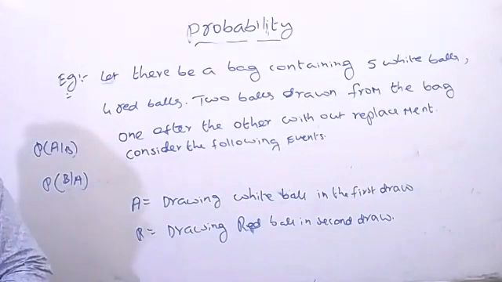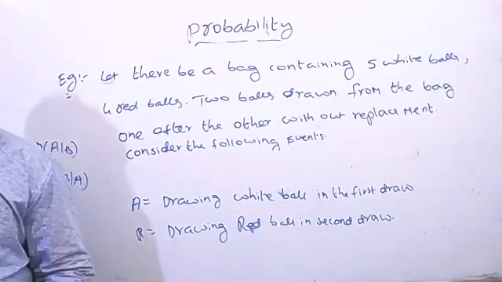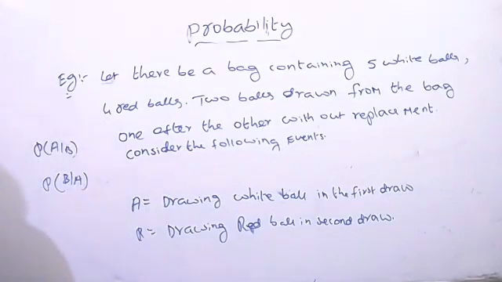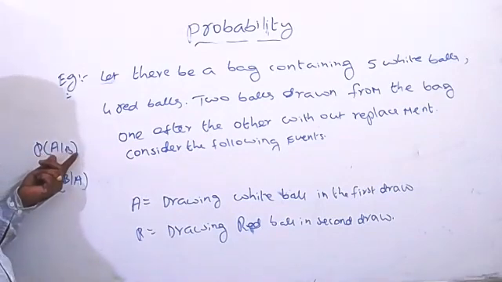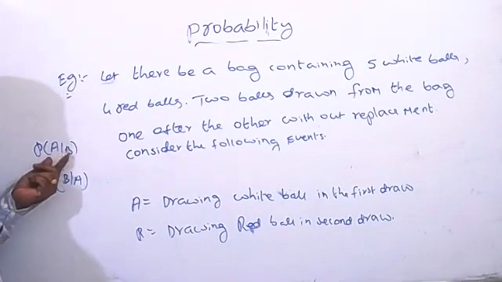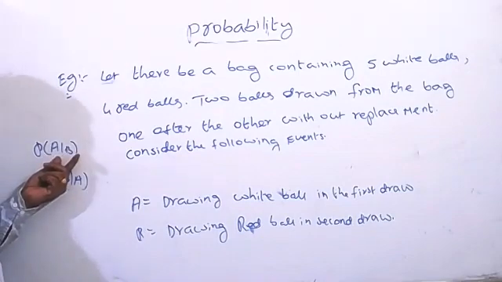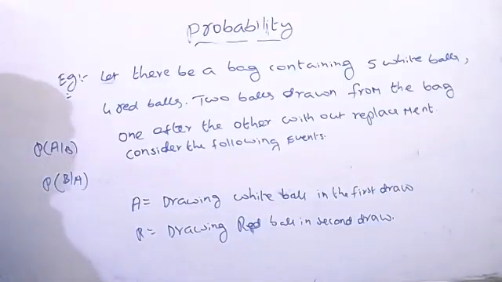If you understand this clearly, then all the problems are very easy. Yes, you want to tell me? Taking the probability of A by B. Sir, both are possible, sir. Both are possible? What is the meaning of the probability of A by B? Drawing A when B is already drawn.